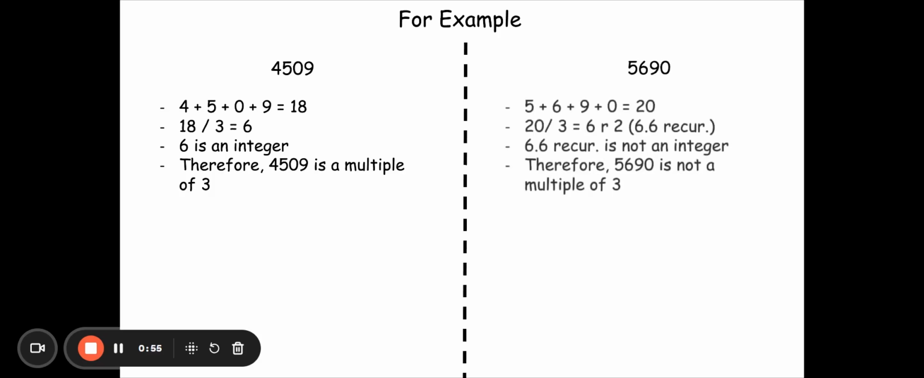For example, 4509. In this number, we add 4 plus 5 plus 0 plus 9, which is 18. 18 divided by 3 is 6. That means 18 is divisible by 3, and therefore 4509 is a multiple of 3. 5690. 5 plus 6 plus 9 plus 0 is 20, and 20 is not divisible by 3. That means 5690 isn't divisible by 3.